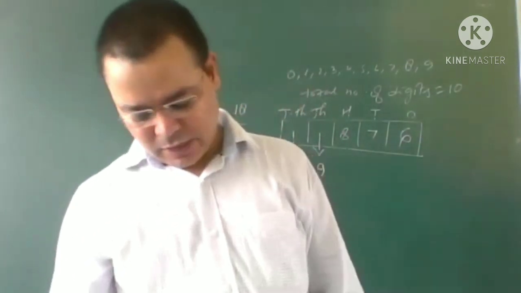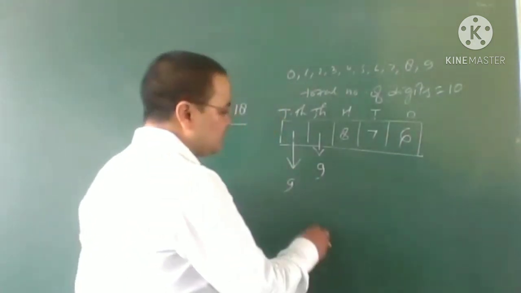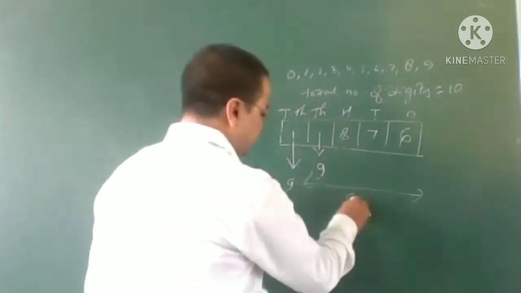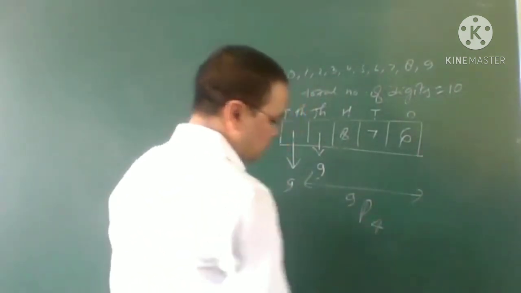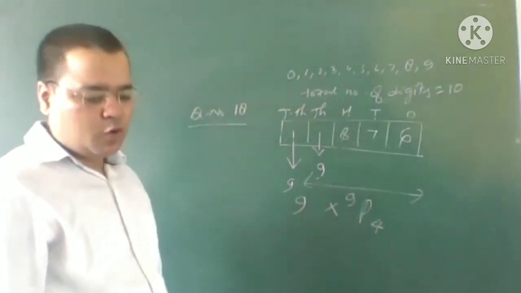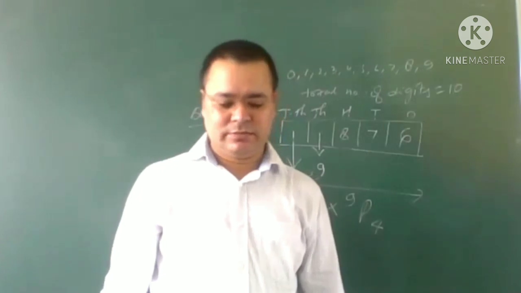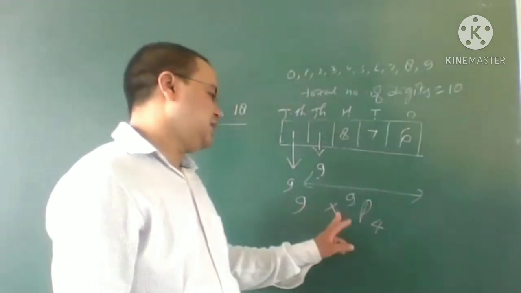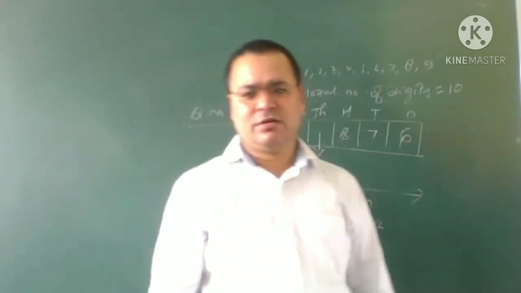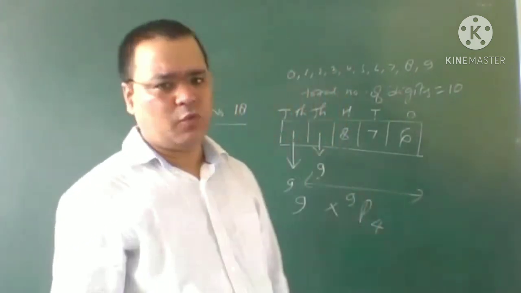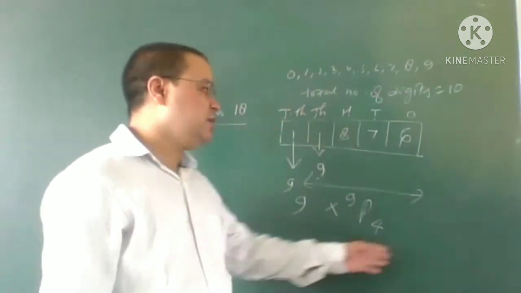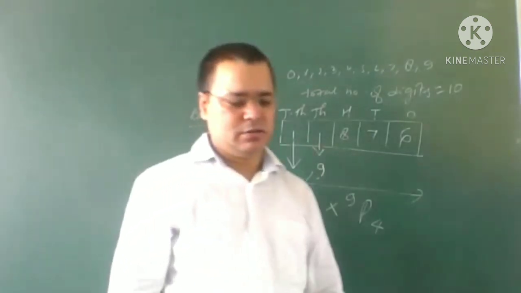Now here we have 9, 8, 7, 6. In permutation form, we can write this as 9P4, multiplied by this 9. So the total number of choices according to the question will be 9 into 9P4. Okay, very good. This way we try to solve this question.